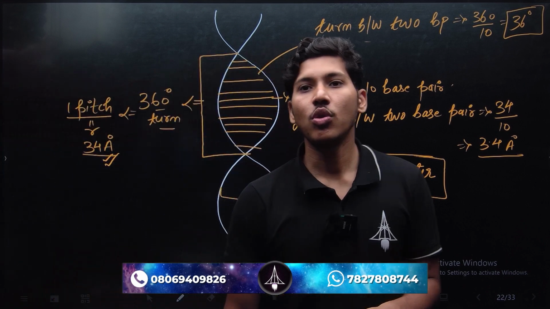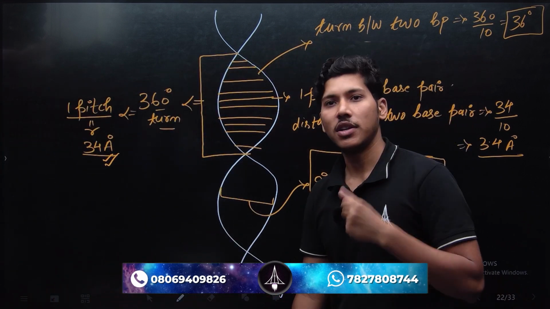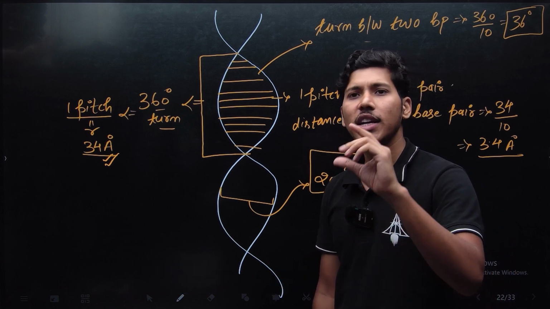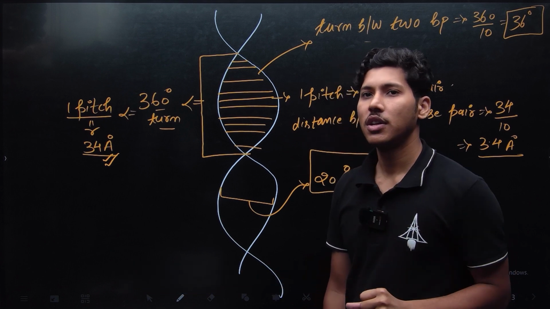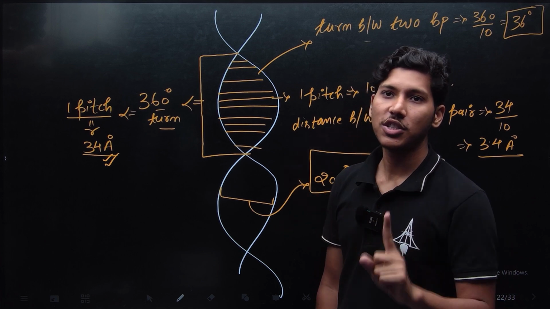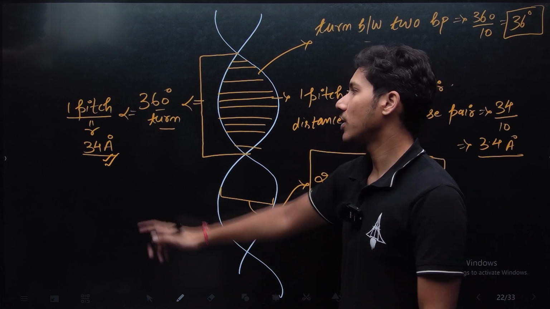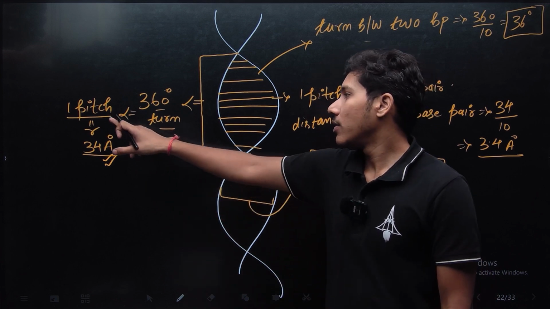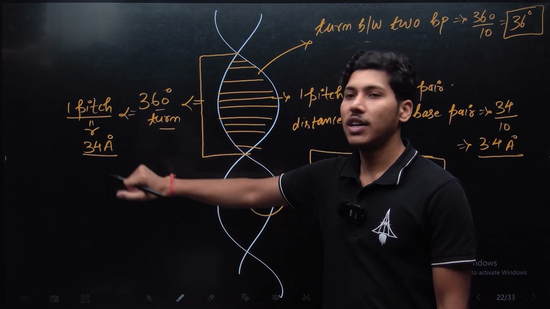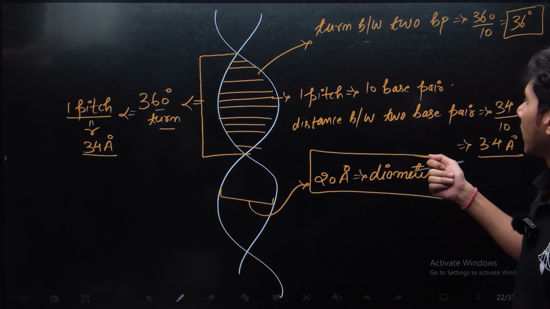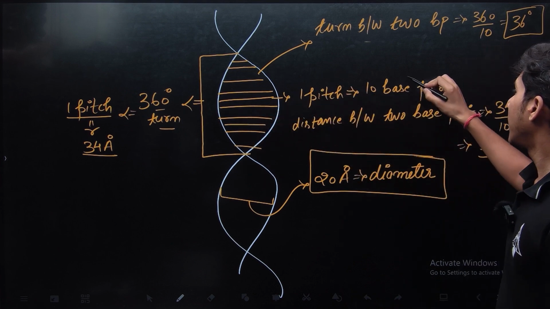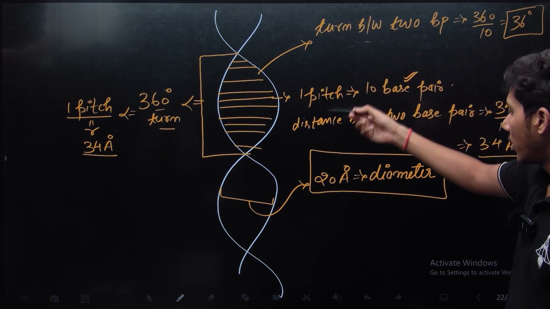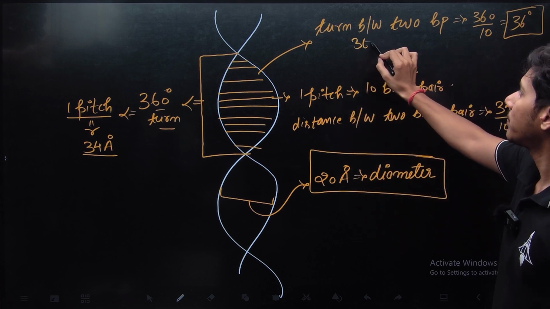One 360-degree turn, the length of the DNA covered after a 360-degree turn, is known as a pitch. One pitch contains a length of 34 angstrom, and one pitch contains 10 base pairs, and in one pitch there is a 360-degree rotation.